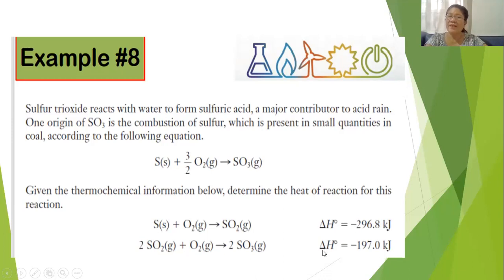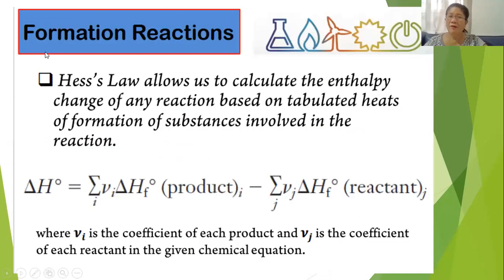So, as I have said, our delta H is already constant. Now, there is a table of constant values of delta H, by element or by whole compound. In order to get it, we have the so-called delta H of reaction. Hess's law allows us to calculate the enthalpy change of a reaction based on tabulated heats of formation of substances. So how are we going to get it?